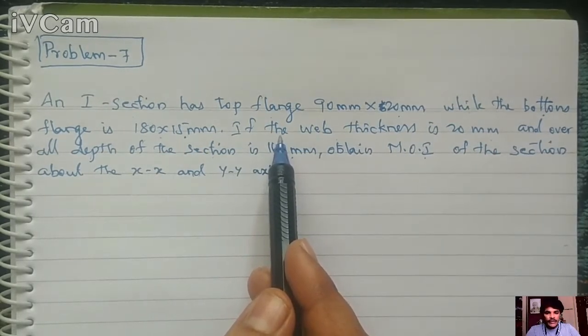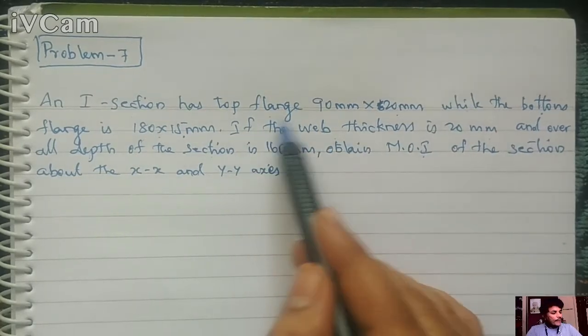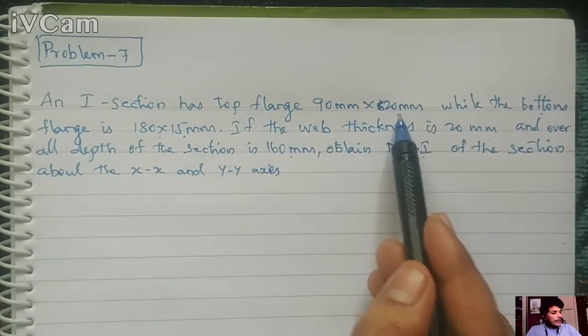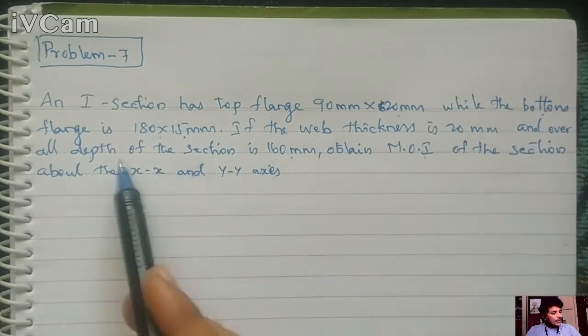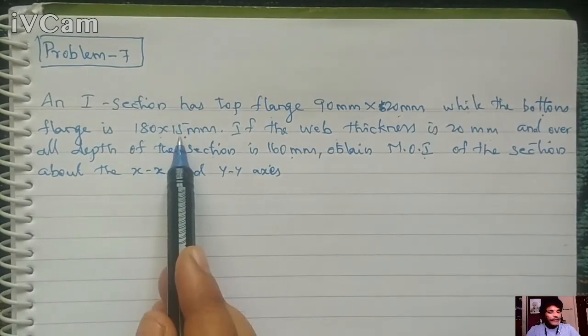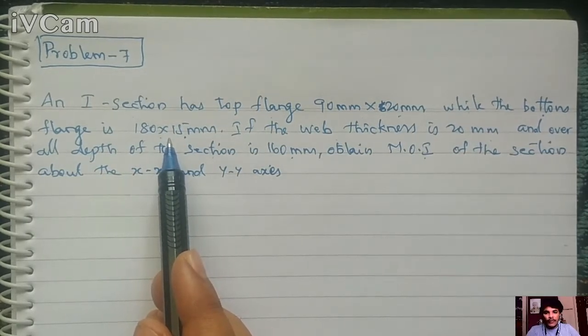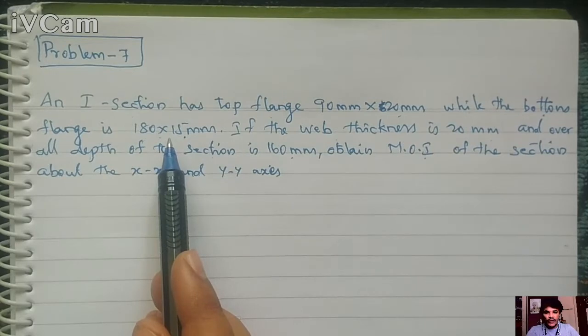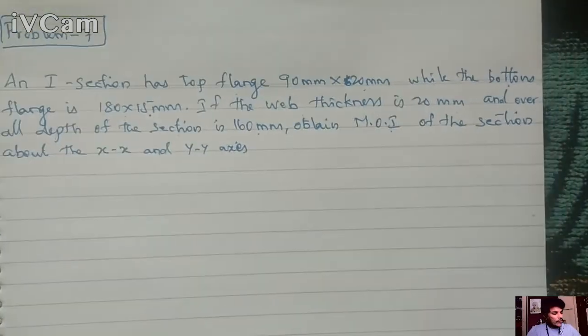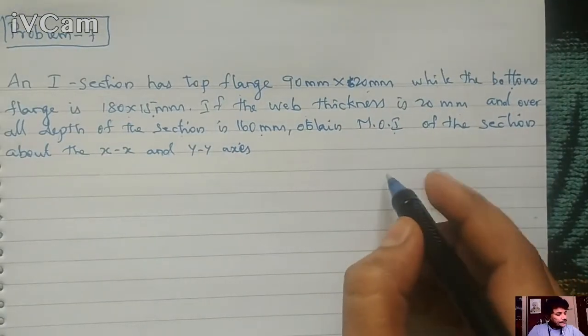Why it is an unsymmetrical I section: see, the top flange dimension is 90 by 20 mm and the bottom flange dimension is 180 by 15 mm. So the bottom flange dimension is higher than the top flange dimension. Okay, so now I am going to draw the I section.